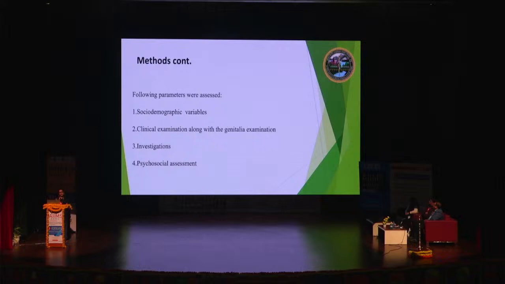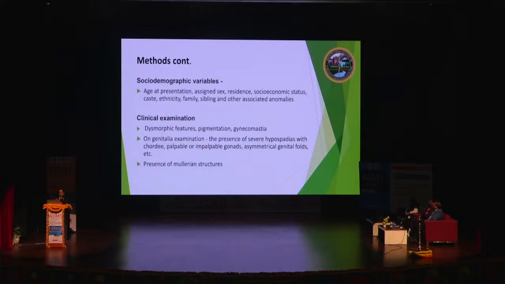The following parameters were assessed: socio-demographic variables, clinical examination along with genitalia examination, investigations, and psychosocial assessment. In socio-demographic variables, age at presentation, assigned sex, residence, socio-economic status, caste, ethnicity, family, siblings, and other associated anomalies were considered. Clinical examination involved dysmorphic features, pigmentation, gynecomastia, and on genital examination, the presence of severe hypospadias with chordee, palpable or impalpable gonads, asymmetric genital folds, and presence of Mullerian structures.